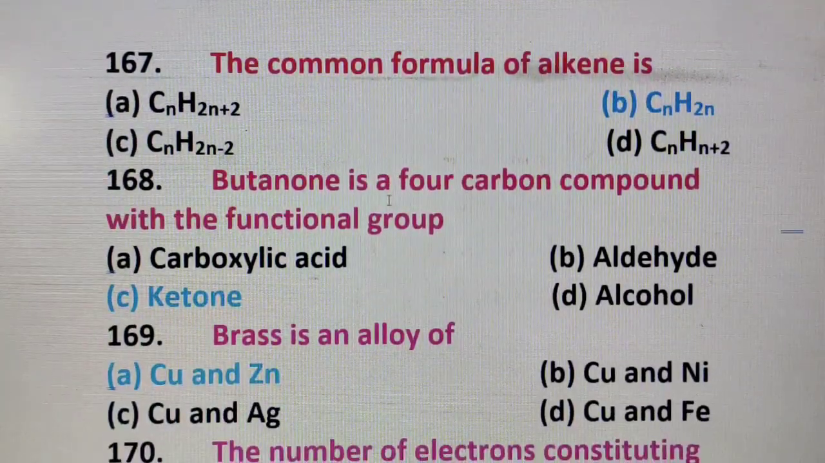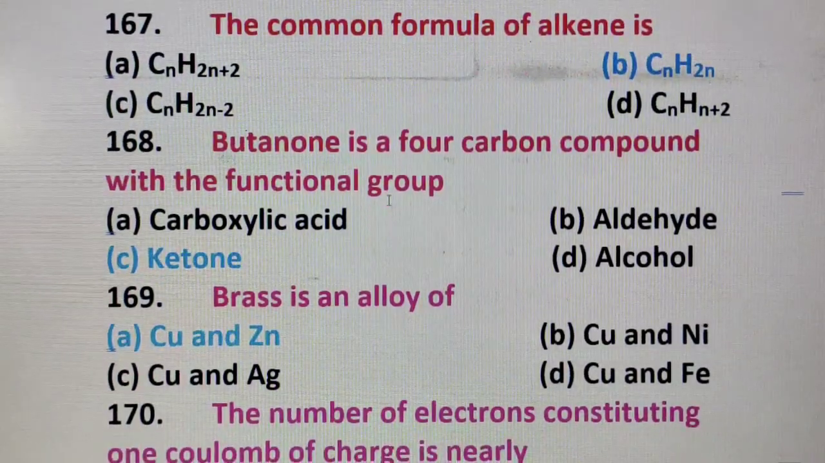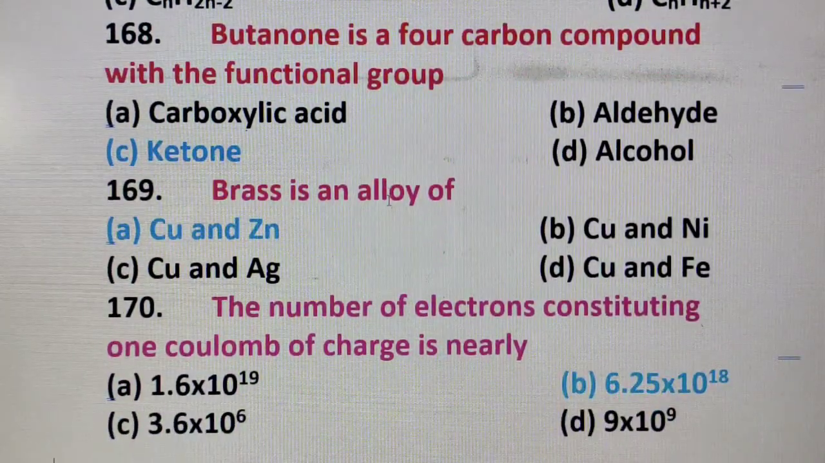Brass is an alloy of copper and zinc. The number of electrons constituting 1 coulomb of charge is nearly 6.25 times 10 to the power 18.